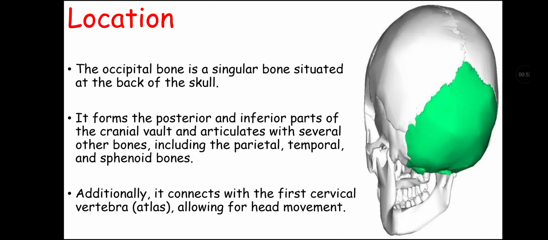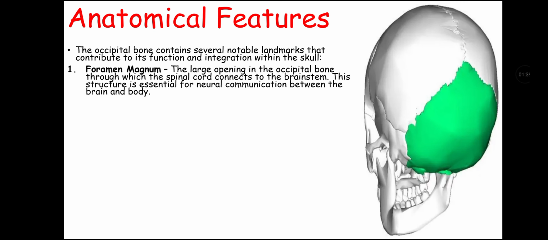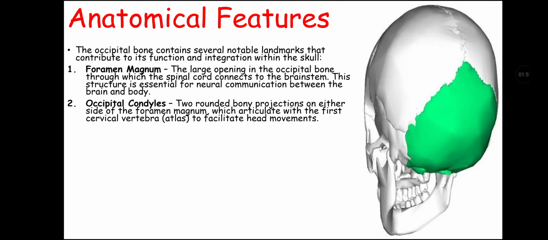Now let's talk about the anatomical features of occipital bone. Occipital bone contains several notable landmarks that contribute to its function and integration within the skull. These include foramen magnum, that is the large opening in occipital bone through which the spinal cord connects to the brain stem. This structure is essential for neural communication between the brain and body, and it also includes occipital condyles, that are the two rounded bony projections on either side of the foramen magnum which articulates with the first cervical vertebra, that is the atlas, to facilitate head movements.